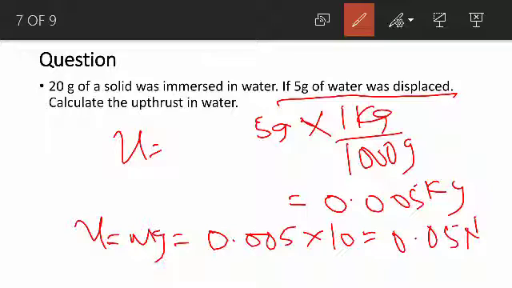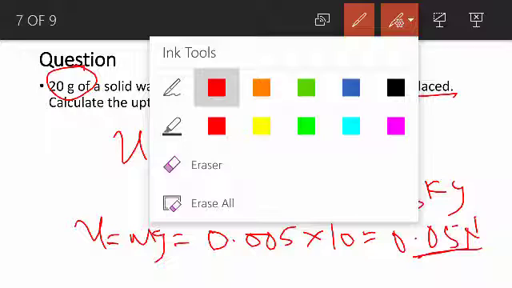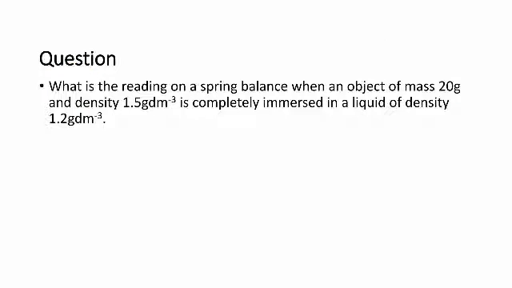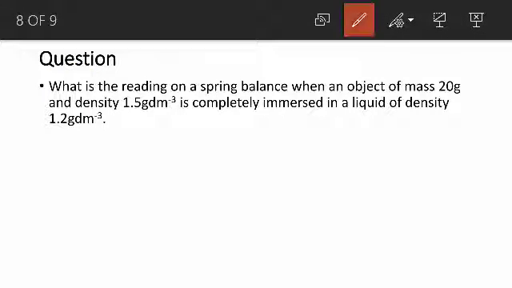So you can see the idea here. Even though we are given 20 grams of solid, it has nothing to do with the upthrust in this particular question. Since we are told that 5 grams of water was displaced, and we know that upthrust is the weight of water displaced, that means your upthrust is equal to 0.05 newtons. So that leads us to another question here.